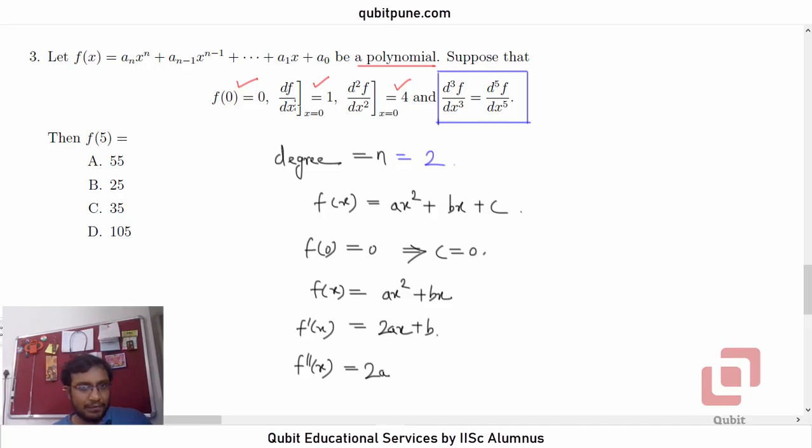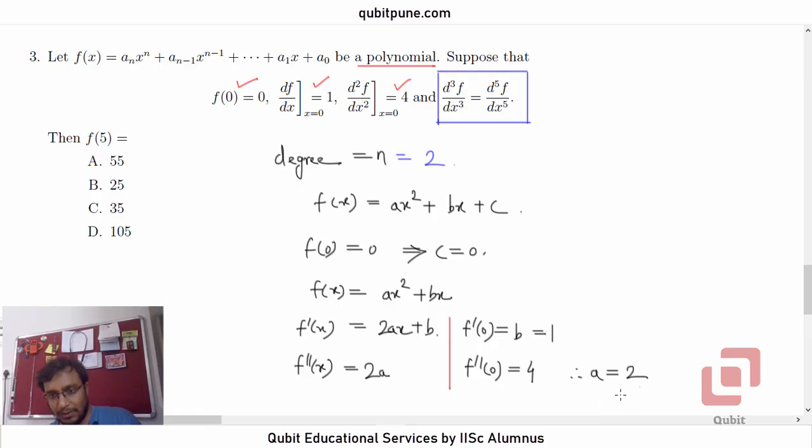Now they are saying first derivative's value at x equal to 0 is 1. Okay, so they are saying f dash of 0, which is b, is 1. So b's value is ready, b is 1, and they're also saying that second derivative's value at 0 is 4. F double dash of 0 is 4, but f double dash of x is a constant, it's 2a, so a's value must be equal to 2 because 2a is equal to 4, so a must be equal to 2.